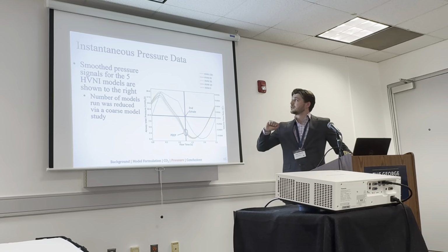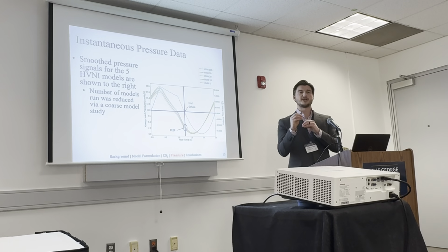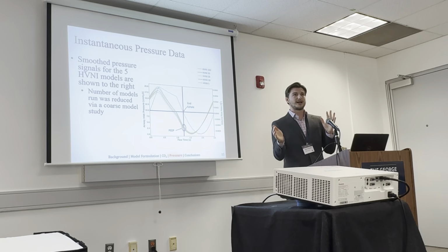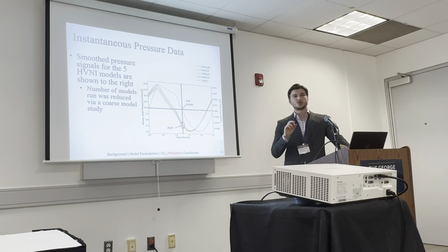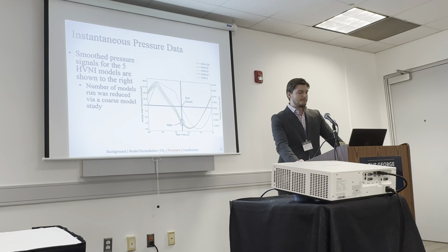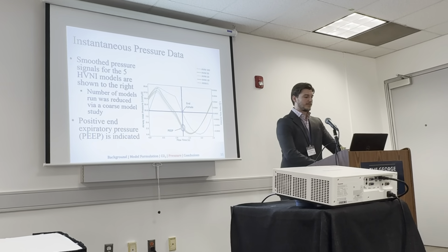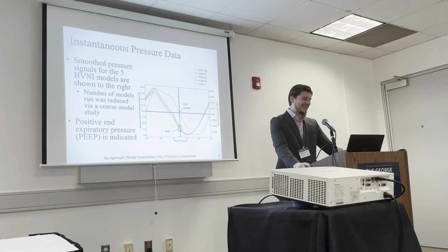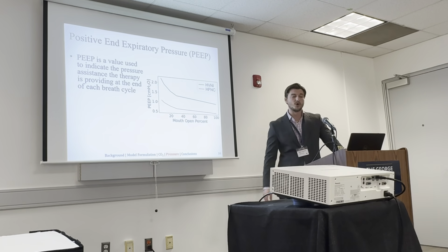Also, the total number of models that was run was reduced. If you remember, there was a 0% open and a 2% open, and then also a 40%. We ran a coarse model study to find some areas of interest, and that's why I also showed CO2 information at a mouth open percent of 20%, because we found that was a more interesting mouth opening to investigate, where there was some distinct differentiation between the models. Also, positive end expiratory pressure, which was introduced by the previous speaker, so thank you for that, is indicated on the plots here. So that's what we're going to look a little bit more at.